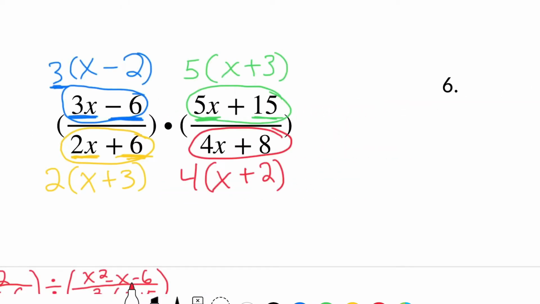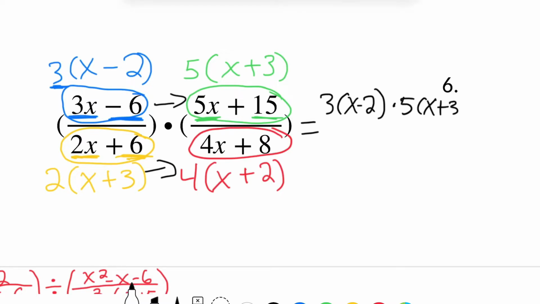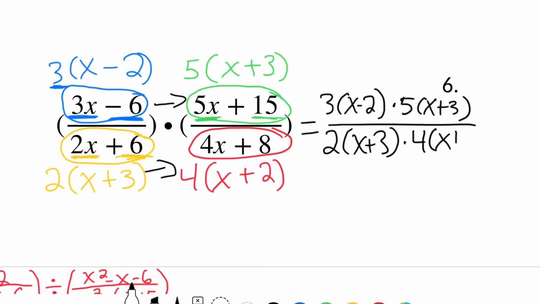So then overall, our result comes from multiplying it straight across. In the numerator, we have 3 times x minus 2 times 5 times x plus 3. In the denominator, we have 2 times x plus 3 times 4 times x plus 2.